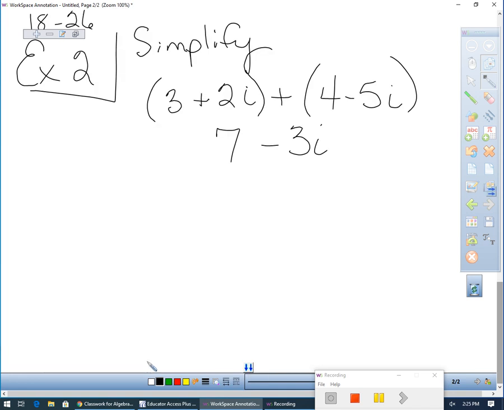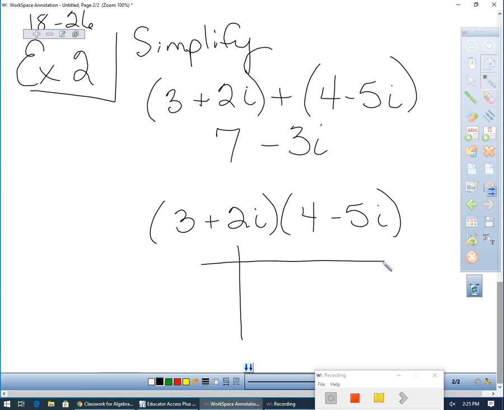Alright, but what if it didn't have a plus in the middle? What if we had 3 plus 2i timesing 4 minus 5i? How do we multiply those together? What did we do to multiply two binomials together? Do you guys remember? I think you liked the FOIL method, and I made everybody else do the box. Okay? So we're going to do the box.